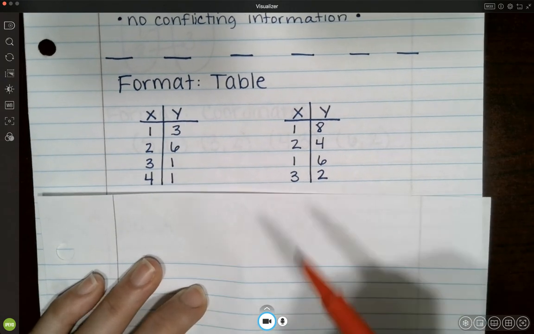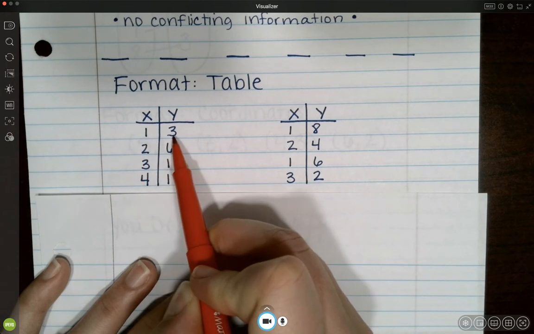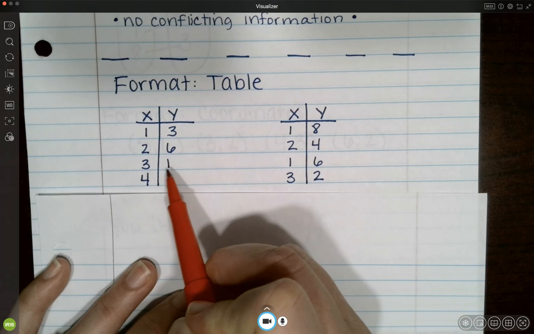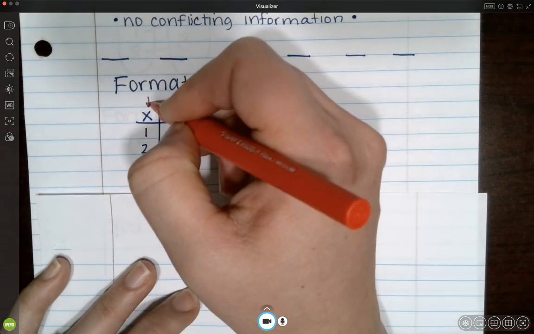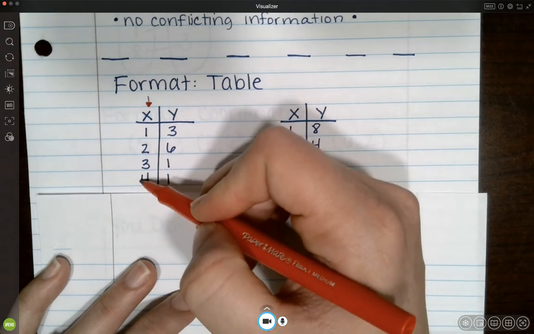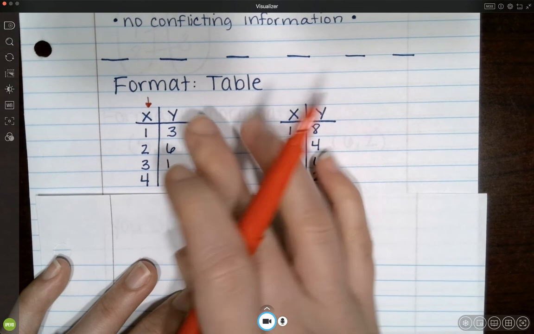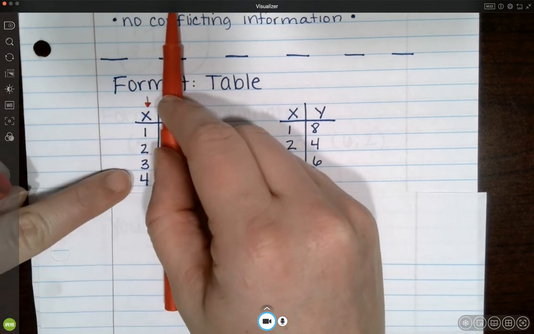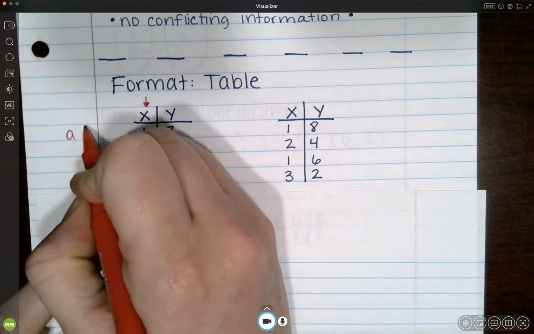For instance, in this first table, it says, when I input 1, I get 3. When I input 2, I get 6. When I input 3, I got 1. And when I input 4, I got 1. So I'm going to take a look at this X column. And I'm taking a look: is there anything that conflicts? Is there any repeats of a number? I look at it and I see I have the number 1, the number 2, the number 3, and the number 4. Nope, I'm good. So this is a function.